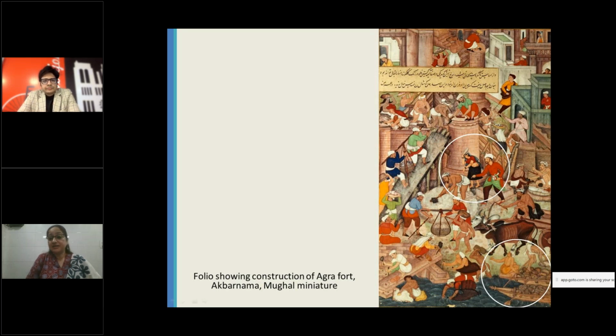You can also see that there is a hawker who is selling food. You can see a person who's going to be serving water, and a person who's washing clothes. So this folio again is a very lively picture. It's an interesting folio which gives you a glimpse into the time period when the fort was being constructed during the Mughal time period.